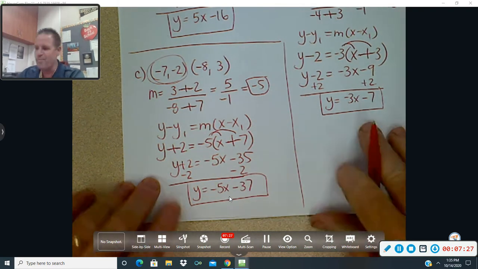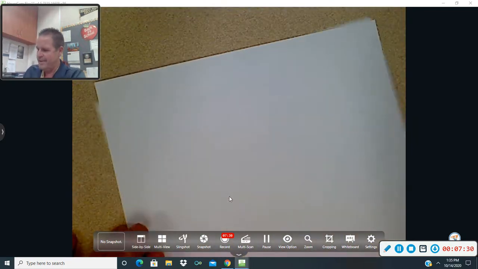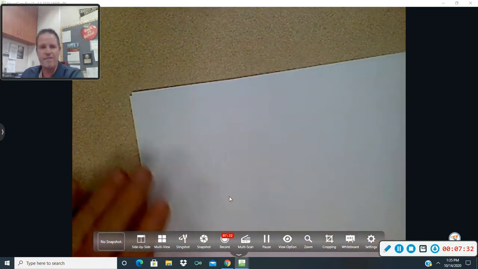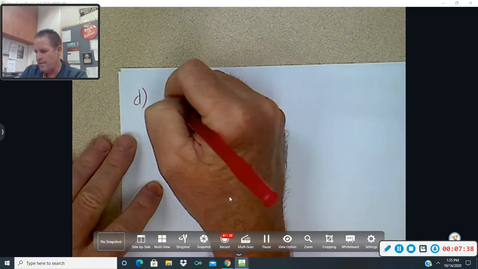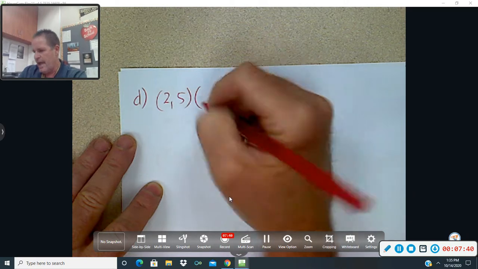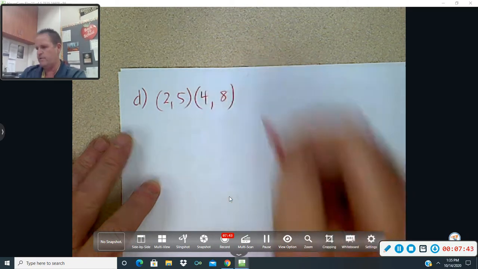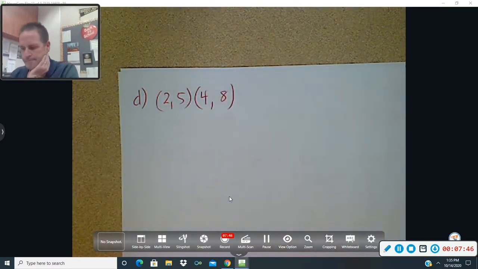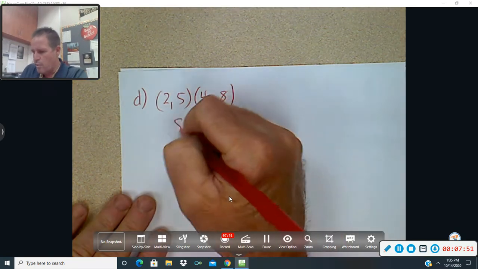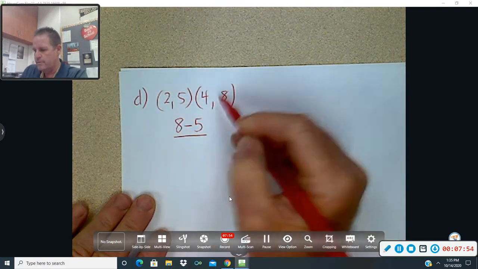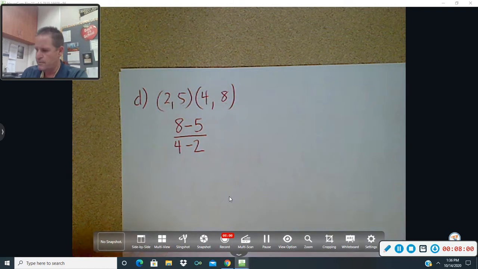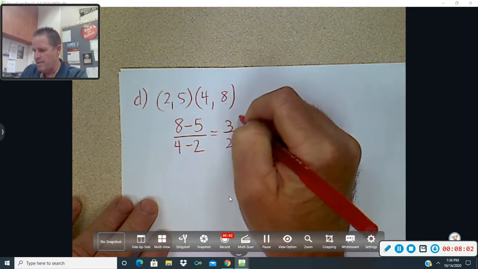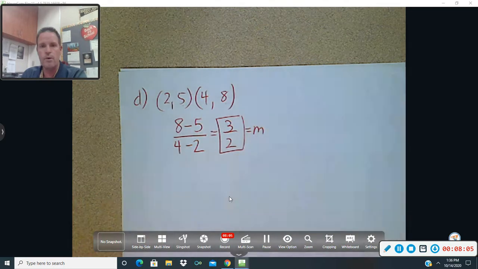All right, so this next one will be the last one, I promise. We'll do it so that we get a fraction and we'll have to clear out that fraction. So this is letter D. Let's go with 2 comma 5 and 4 comma 8. We again need to find the slope: y2 minus y1 over x2 minus x1. And as promised, we get a fraction. 3 over 2 is our slope.